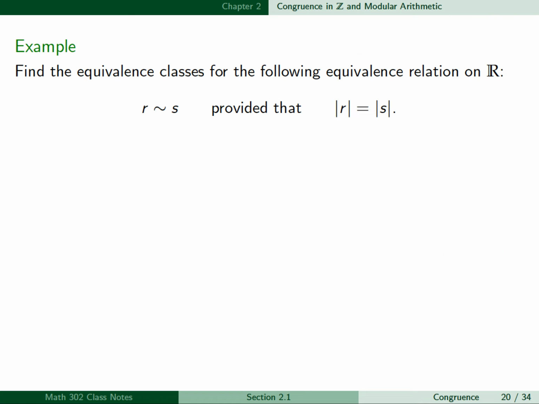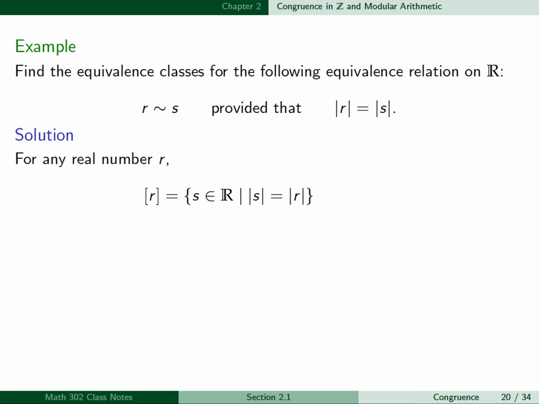For another example, let's find the equivalence classes for the equivalence relation on R. R is related to S provided the absolute value of R is equal to the absolute value of S. So according to the definition, for any real number R, the class of R will be the set of S in R such that the absolute value of S equals the absolute value of R. And so this will just be R and minus R. Those will be the two real numbers that have the same absolute value as R.